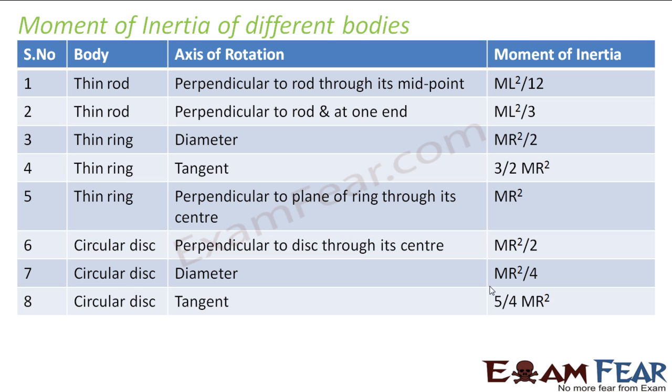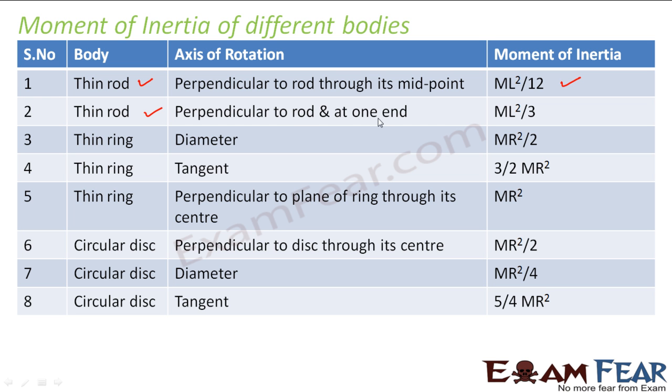So now that we have calculated the moment of inertia for so many different objects about their different axes, let us look at this chart now. Here I have written in short the value of moment of inertia for each of these objects about each of these axes of rotation. For a thin rod, if the axis of rotation is perpendicular to the rod through its midpoint, then the moment of inertia is ml square by 12. We have already derived this.